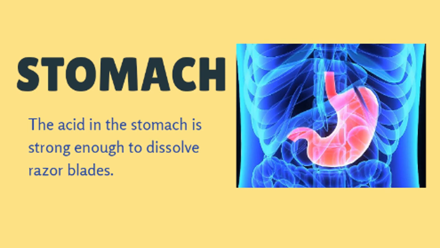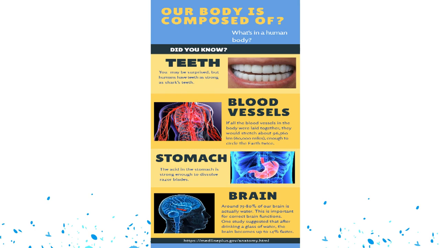Our stomach acid, which is hydrochloric acid, has a very high acidity level which is capable of killing bacteria and strong enough to even dissolve a metal. Good thing that our stomach has a special lining that protects it from the acid. And the last fact talks about our brain.